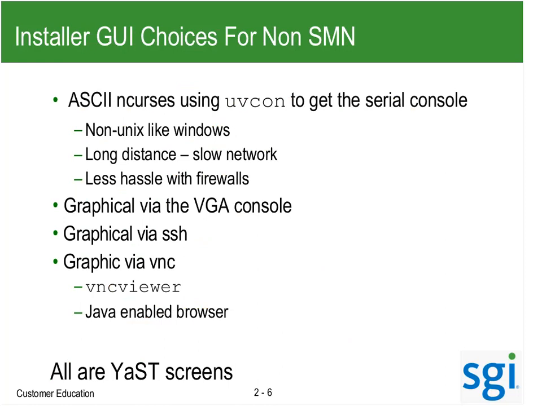So, the installer choices. This class is meant to be bare bones survival, so the intent is that you install with the ASCII ncurses version. You're going to go into uvcon to get the serial console. This would be for non-Unix, non-X11 type environments, and it's good for long distance and slow networks.